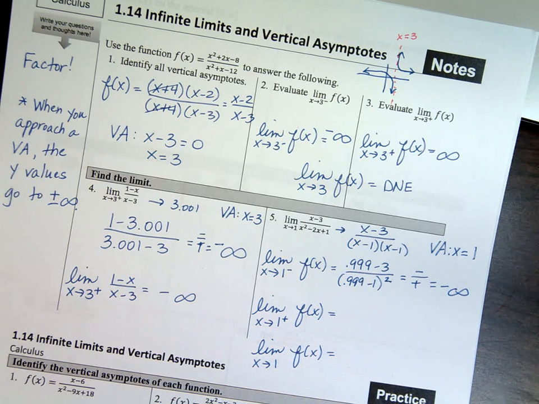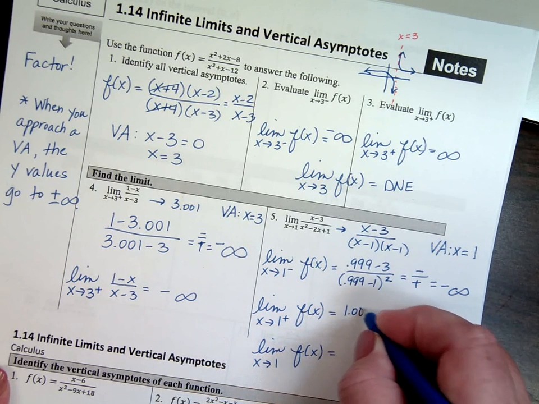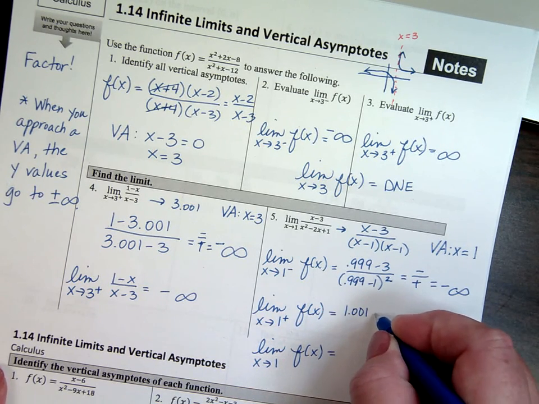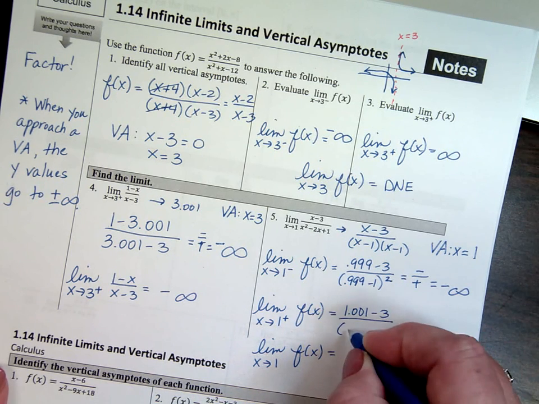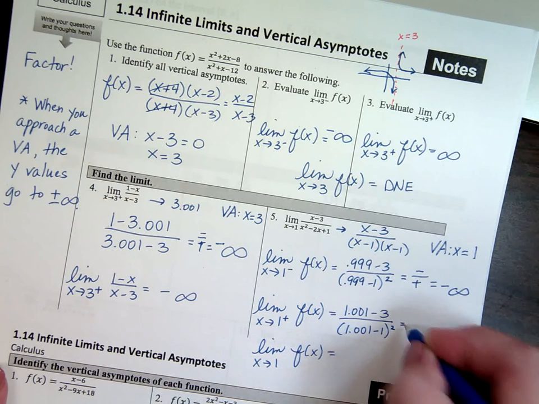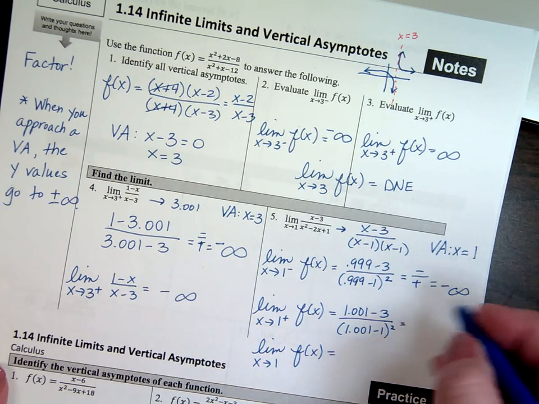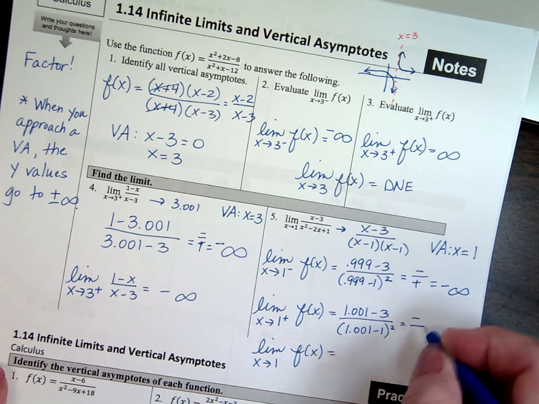Hi, kids. All right. So now I'm going from the right. What's right of 1? What would you use? 1.001. Minus 3 over 1.001 minus 1 squared. Up top, I'm still getting a negative. Down the bottom, because I'm squaring it, I got a positive, and so I get negative infinity.